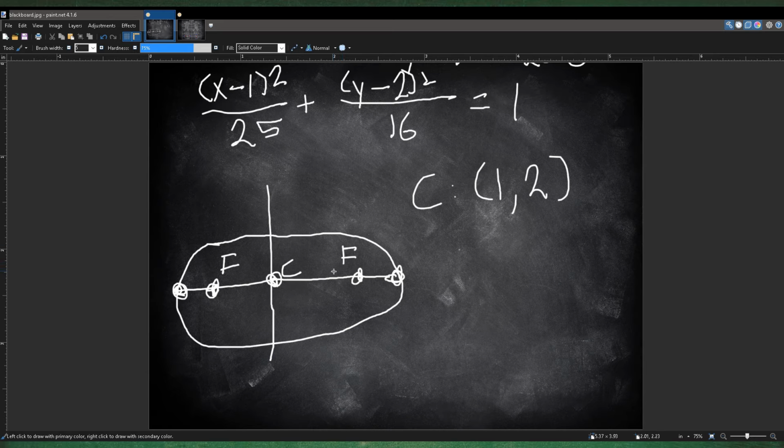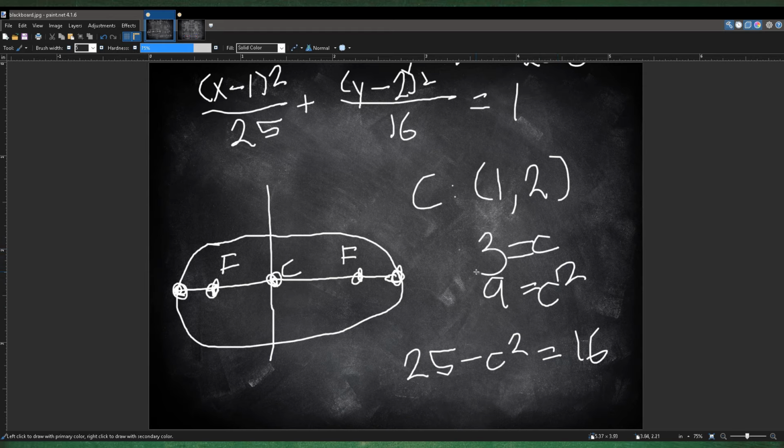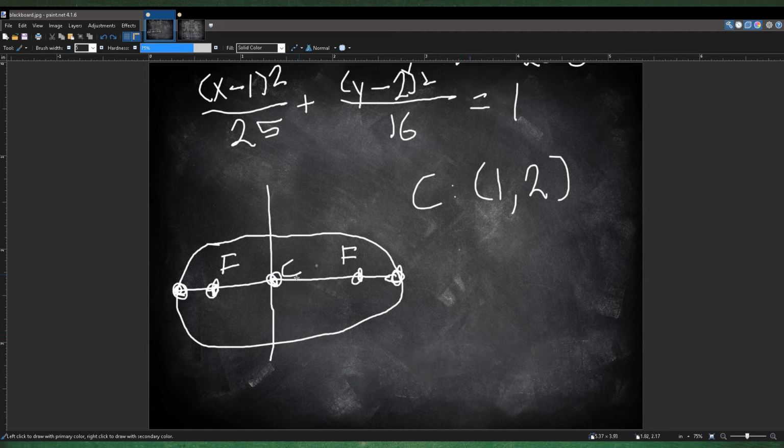Okay, this is one of the only formulas you actually have to know. It's the bigger number minus c squared is equal to the smaller number. So that's 16. 25 minus 16, that's 9, is equal to c squared. So c is equal to plus or minus 3. That's what you need to know, you need to know c. That's going to help us find the foci. So that number is plus 3 here and minus 3 here, right?